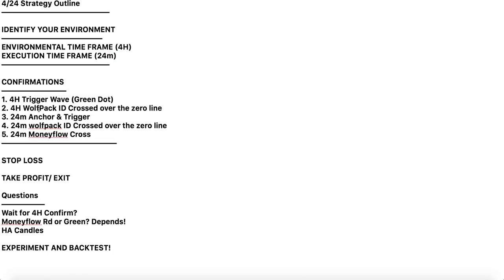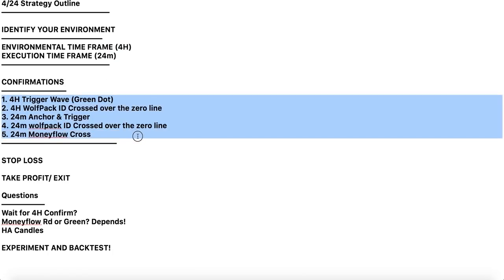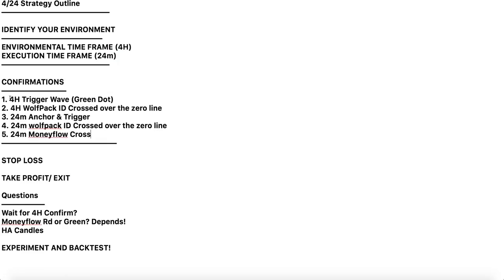Now that we've identified our environment, we are going to look for 5 confirmations. We are going to look for a 4-hour trigger wave, a 4-hour Wolfpack crossover, a 24-minute anchor wave and trigger wave, a 24-minute Wolfpack ID, and a 24-minute money flow cross. Now, I know this seems like a lot, but if you follow these steps, you will get into those good trades. So first, let's define these things.